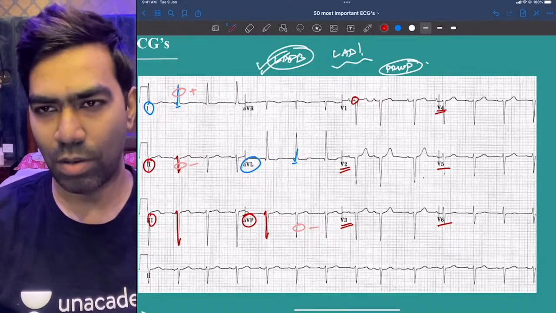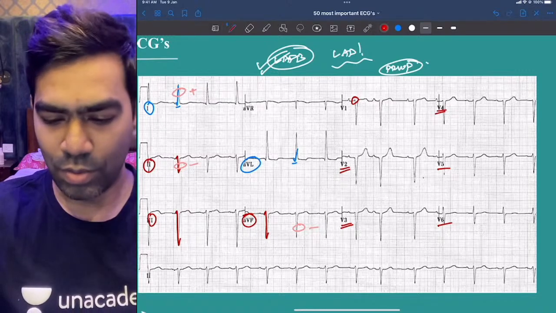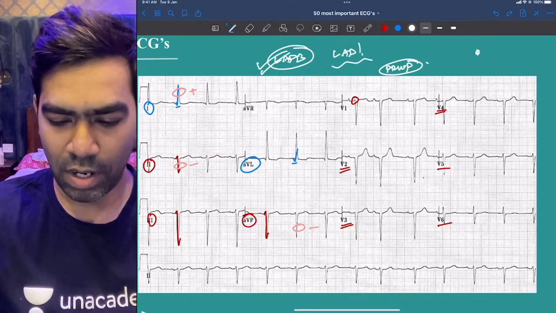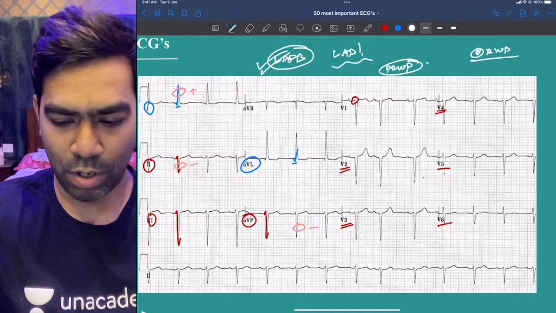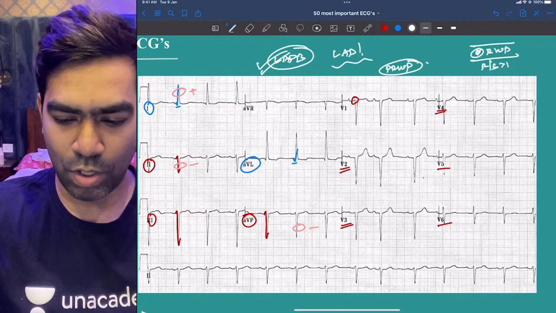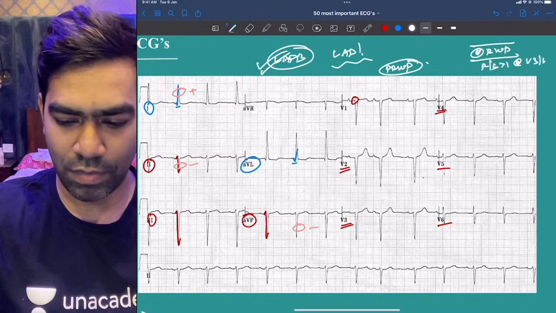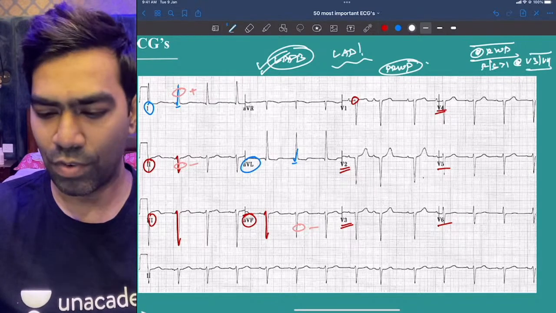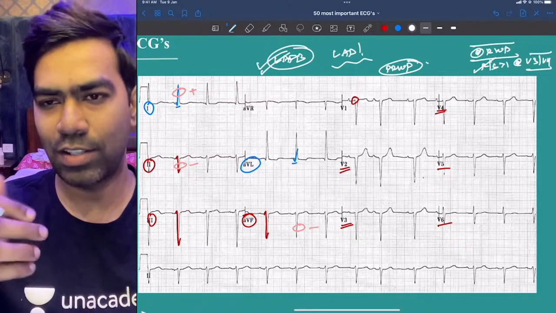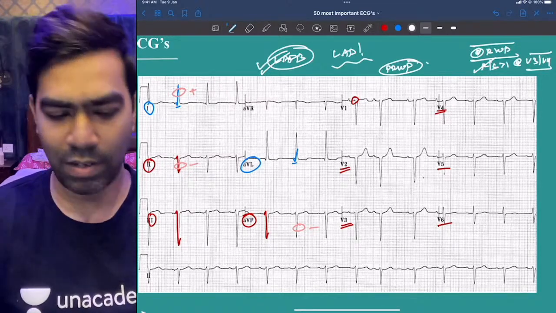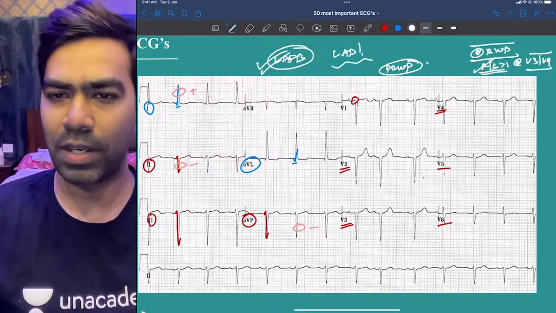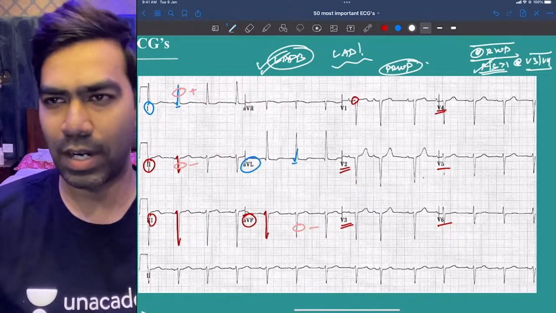So that's what we call normal R wave progression. If you want to use the term normal R wave progression, remember your RS ratio should become more than 1 at V3 or V4 minimum. At V3 or V4, your R wave should become bigger than the S wave. Initially, the R wave will be small in V1. Then as you go through V2, V3, V4, V5, V6, at V3 or V4, your R wave should become bigger than the S wave. That's what we call normal transition.